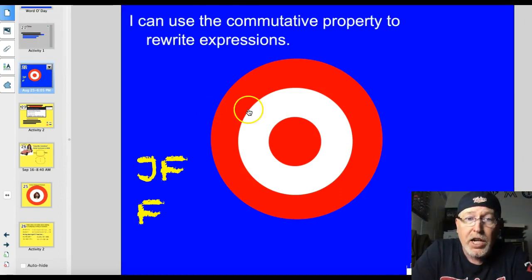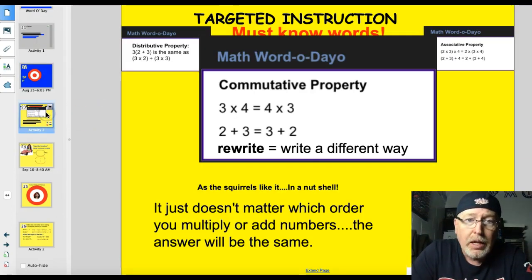Officially tonight, our target is I can use a commutative property to rewrite expressions. Let's do that thing. All right, we're going to start right off with the nutshell version of this. The commutative property is just a property, as the squirrels like to say it, in a nutshell. It just doesn't matter what the order is when you multiply or add numbers. The answer is going to be the same.